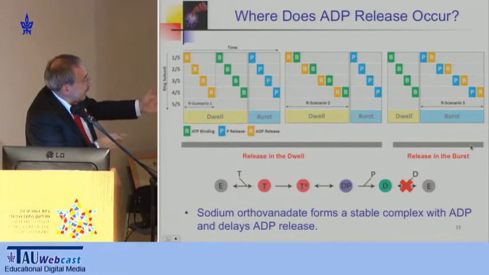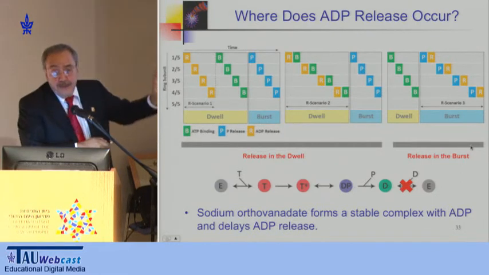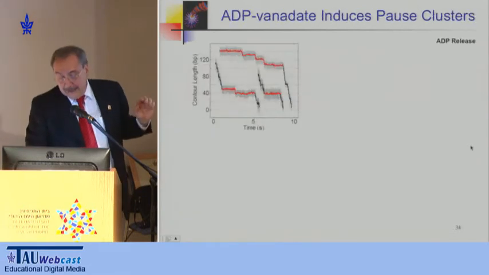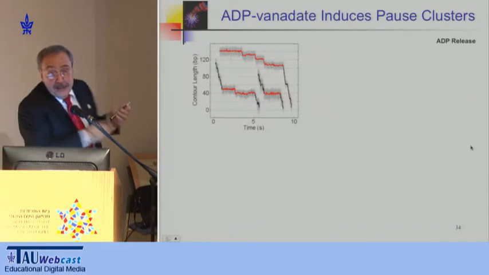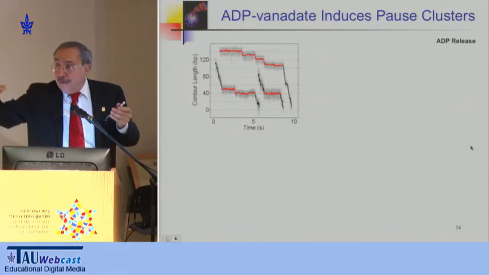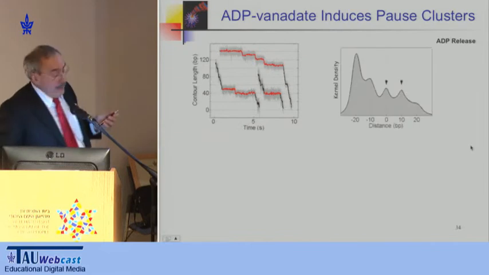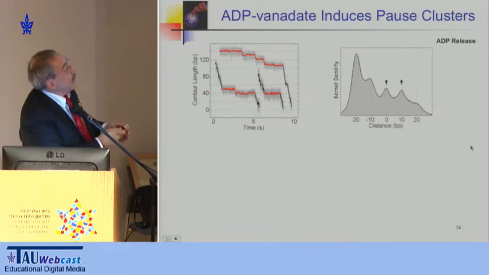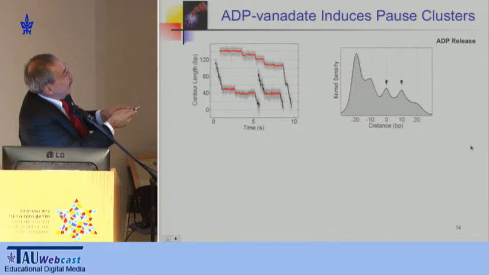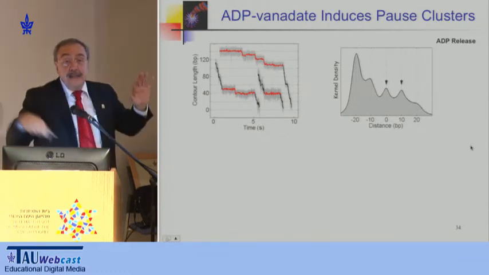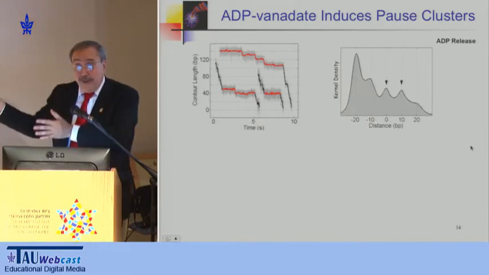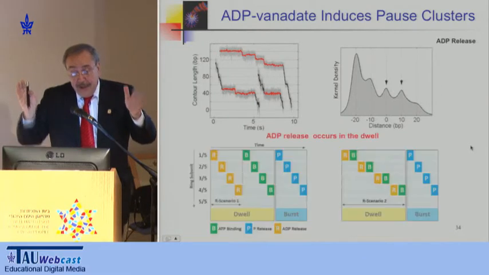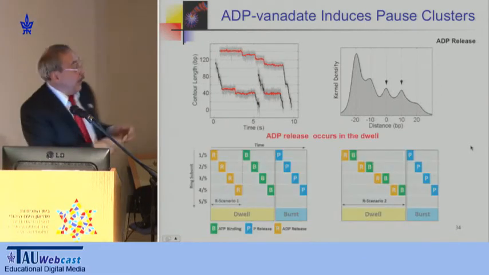We use orthovanadate, sodium orthovanadate, to stop ADP release, and again the motor shows pause clusters as before. So you see that the motor is forming these pause clusters, except that this time, instead of a broad peak, you see that the peaks are separated exactly by 10 base pairs. So this means that the ADP release occurs during the dwell, the opposite of what we saw for ATP. Of course, there are two possible scenarios for the dwell.